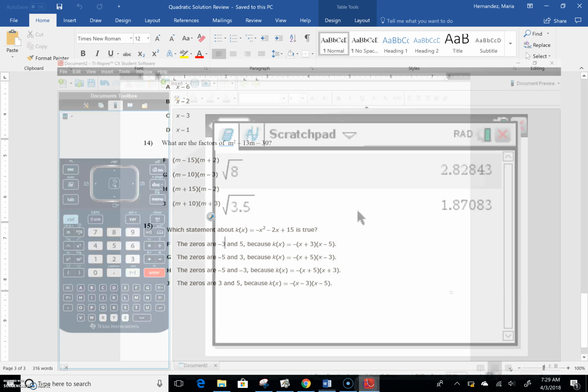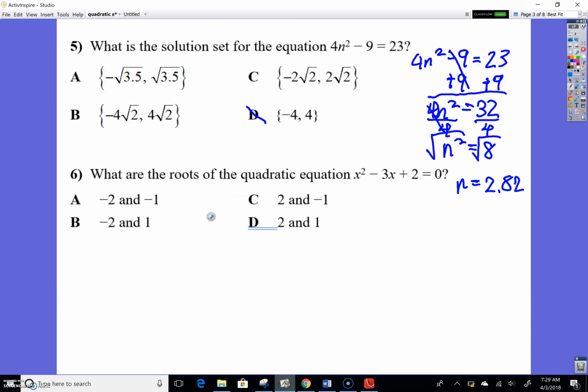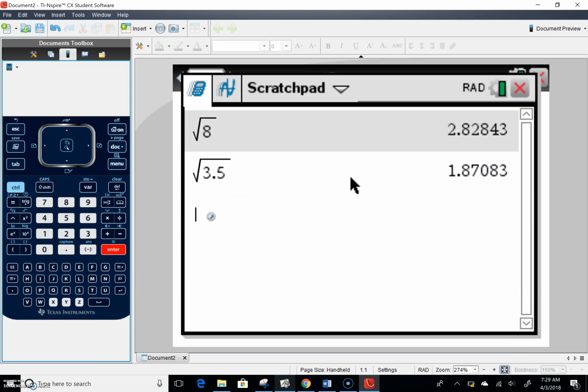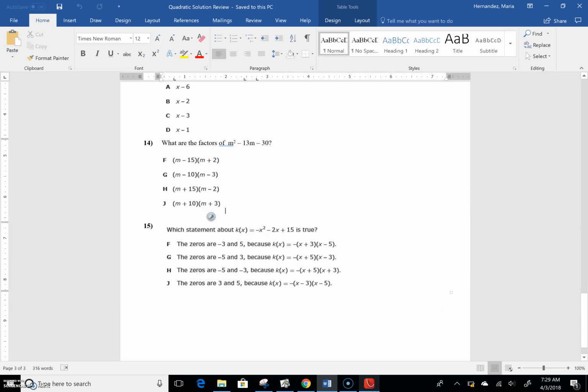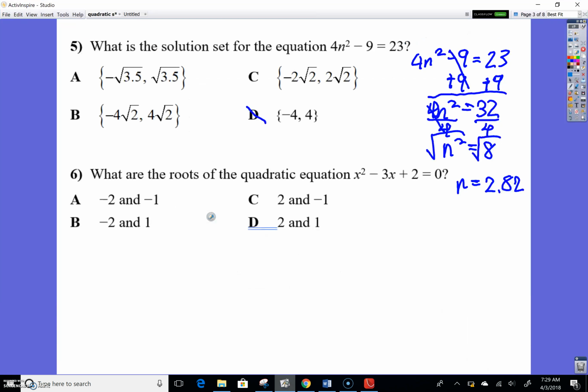Let me try C, 2 square root 2. Oh, see, 2.82, so that should be my answer right there.